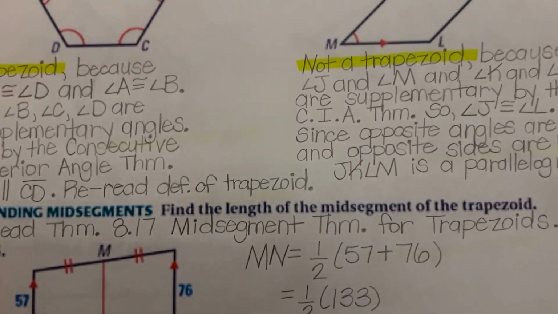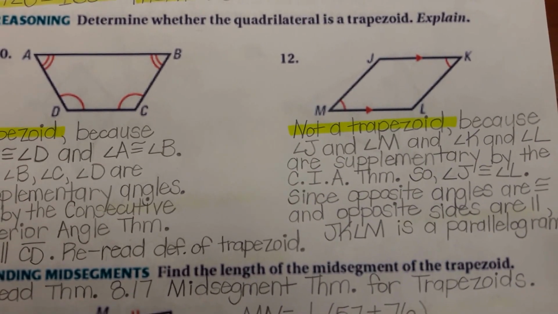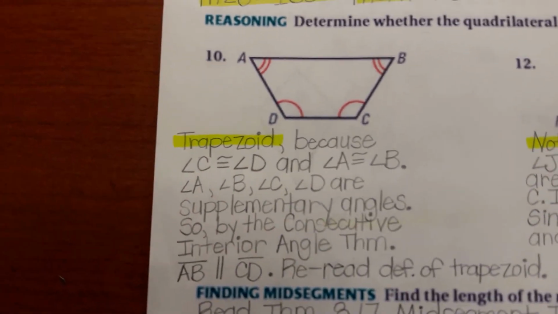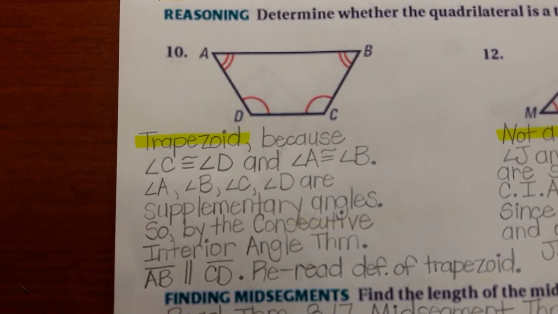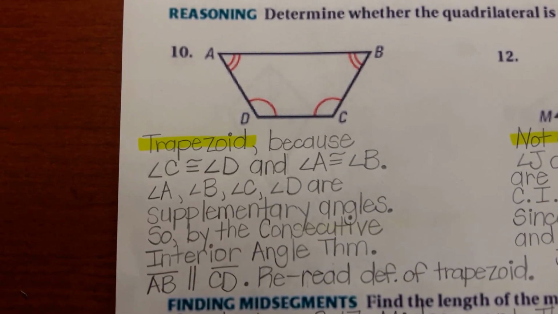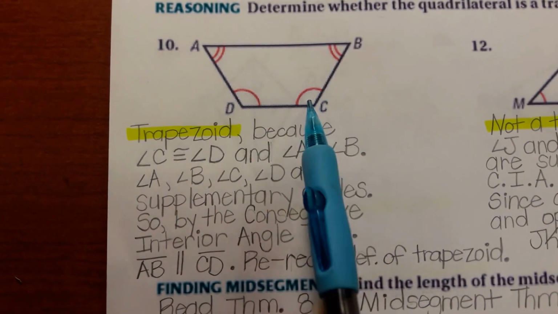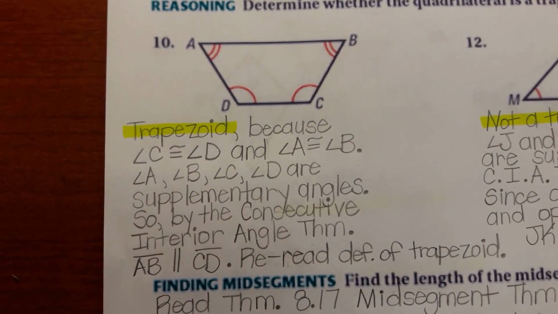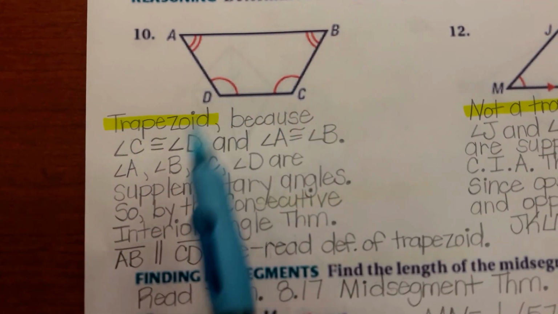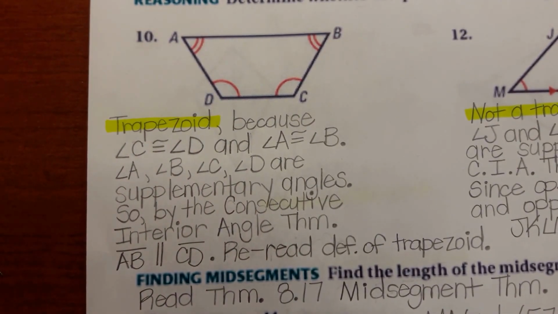Look at number 10. It says determine whether the quadrilateral is a trapezoid. Explain. Very, very tricky. So it's very important that you read those definitions and those theorems to get a good understanding as to why we have these different answers. So for number 10, I said it is a trapezoid. It's a trapezoid because I know for a fact that angles C and D are congruent and angles A and B are congruent.